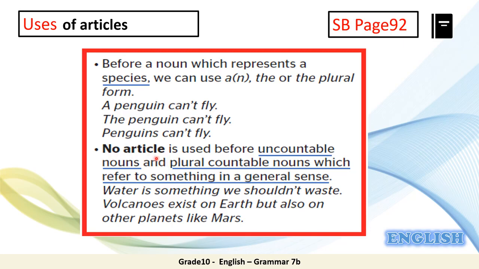Let's talk about the no article. It is used before uncountable nouns and plural countable nouns which refer to something in a general sense. For example, water is something we shouldn't waste. Volcanoes exist on Earth, but also on other planets like Mars. So the word water here is an uncountable noun. Also, the word volcanoes is a plural countable noun, which refers to something in general. I'm talking about volcanoes, all volcanoes.